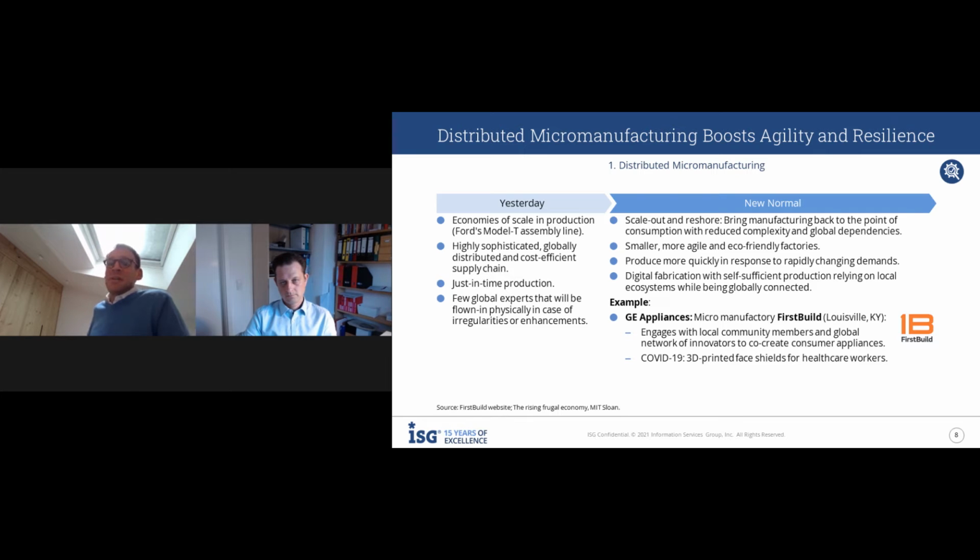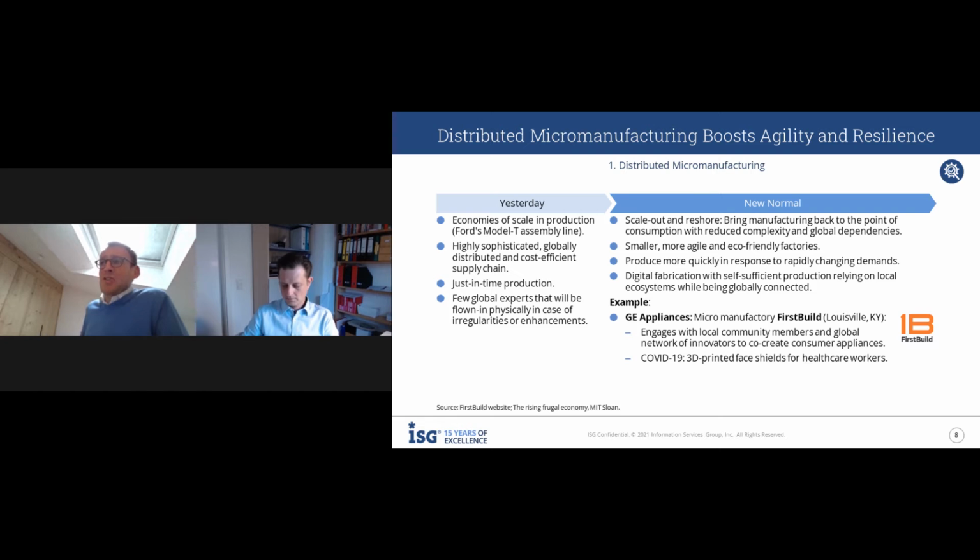So you will basically have a look at how to bring manufacturing back to the point of consumption, to reduce global complexity and dependencies. And of course, you can also see this in the context of eco-friendliness, like basically produce in your village as long as you can do that. But really also to connect the consumers better with the products, and also to create some kind of identification here. So, one example, I know there are many more, is GE Appliances.